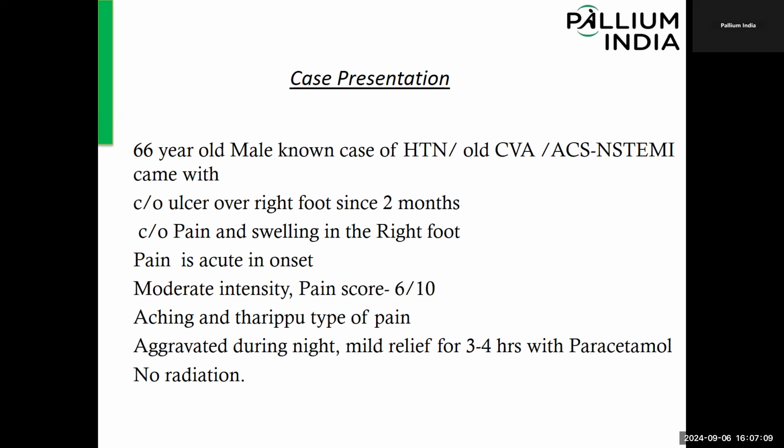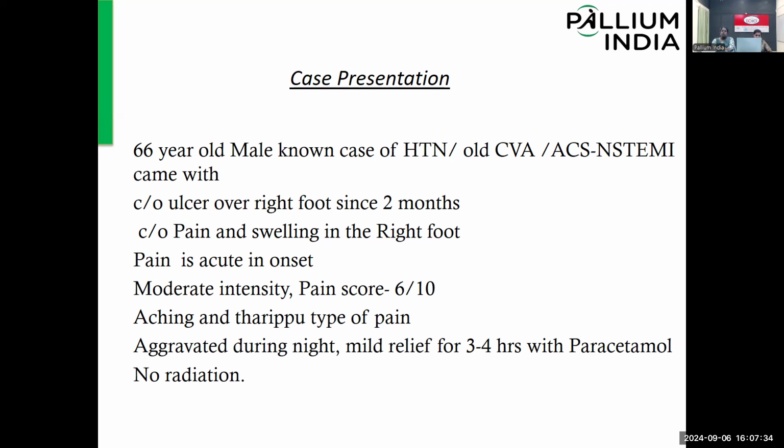In this patient, he is taking paracetamol TDS. So we can increase the paracetamol to 6th hourly. The patient has pain relief for only 3 to 4 hours. So we can increase the dose of paracetamol 500 mg to 6th hourly. And we can add tramadol 50 mg 6th hourly.